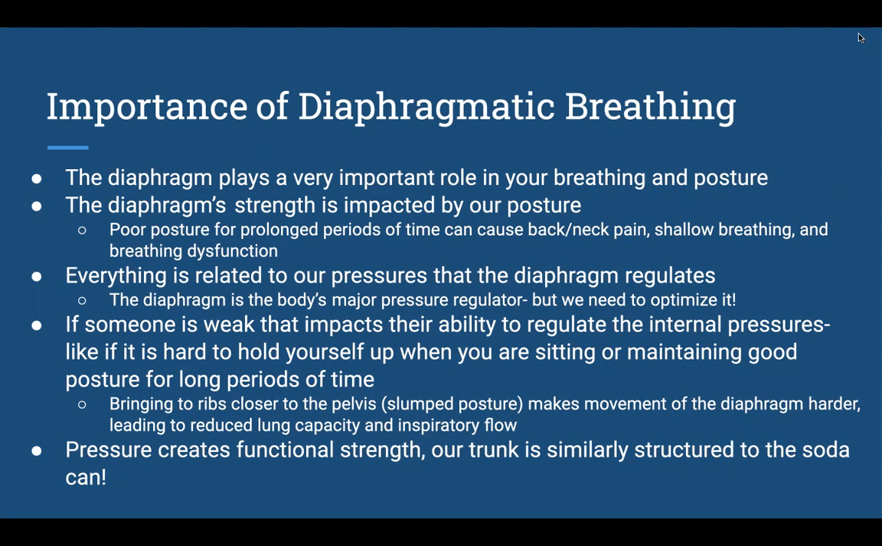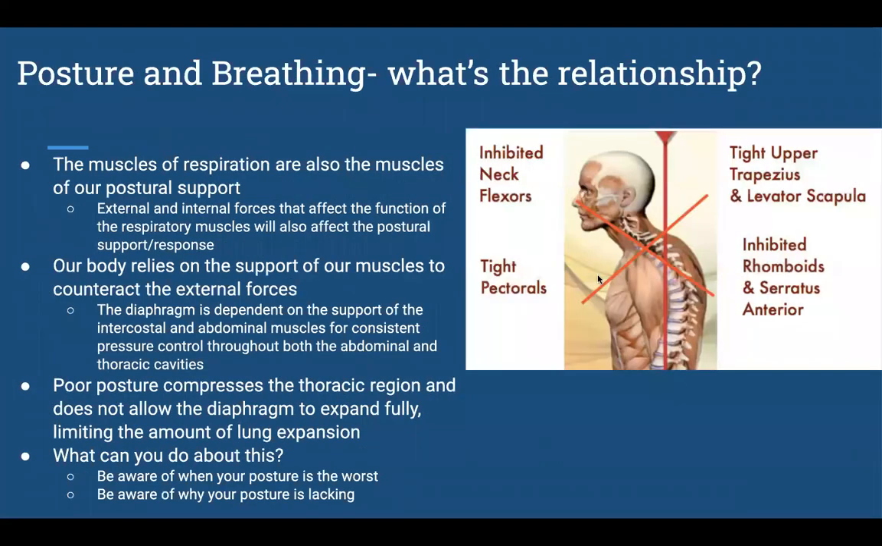Things that poor posture does for us or doesn't do for us. When we sit with poor posture, we're bringing the base of our ribs closer to our pelvis. So that's that slumped posture. And that makes the movement of the diaphragm harder. And this leads to reduced lung capacity and reduced inspiratory flow. So this pressure creates functional strength, and our trunk is similarly structured to the soda can, bringing it all around.